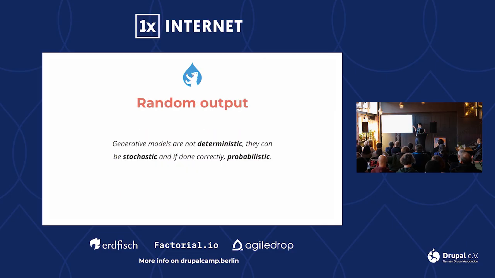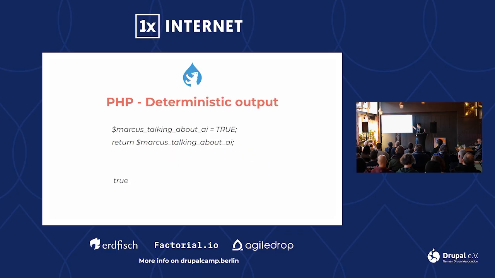Another problem is that you don't know how it's gonna answer, so it has random output, right? But what you want to do is make this output at least probabilistic. It will never be deterministic like PHP. Like Marcus is talking about the AI, true, return. Marcus is talking about the AI. This is always going to return true if you're using PHP, hopefully.